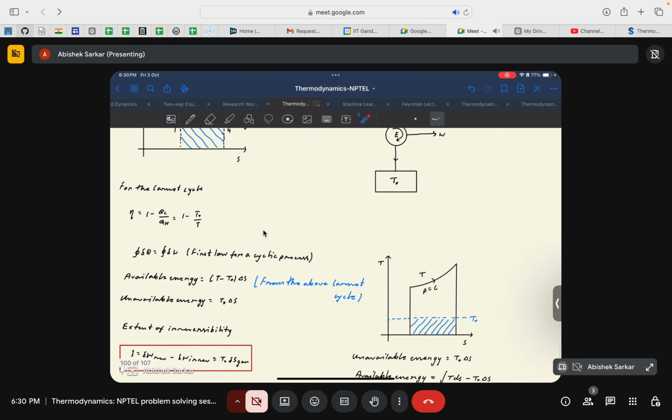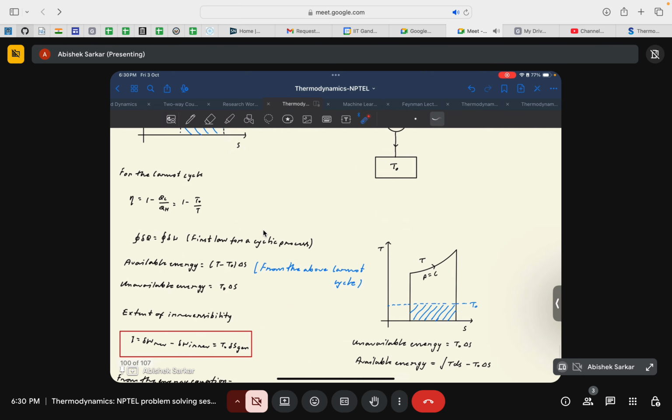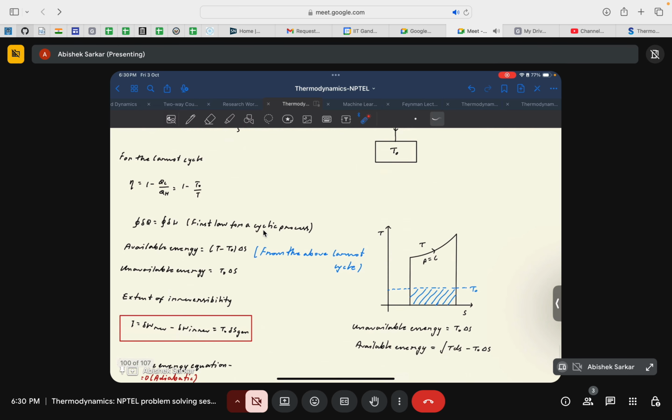Okay, so there is a way through which we can represent this extent of irreversibility, that is given by I, that is delta W reversible minus delta W irreversible. Basically, the available work for a particular Carnot cycle is given by I equal to delta W reversible minus delta W irreversible, which is equal to T naught times delta S gen.